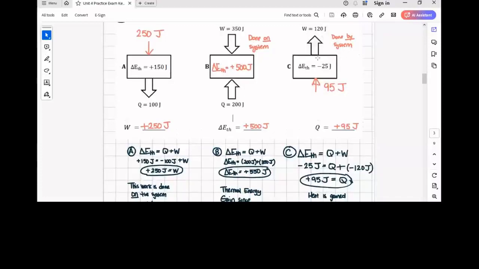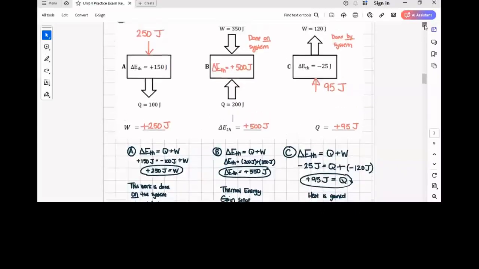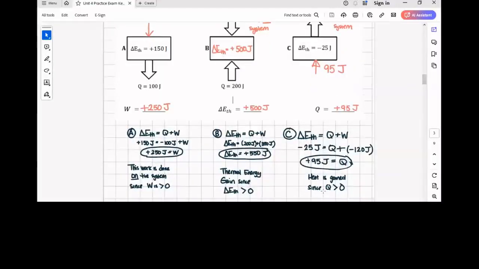So if there are 120 joules exiting, and I know that overall there's a loss of 25 joules, I can just come back down to the first law of thermodynamics here to solve for Q, and I get Q that's a positive. So I would have to add 95 joules of heat in order to allow the thermal energy of the system to decrease by 25 joules and to simultaneously allow the system to do 120 joules of work on the environment. So this heat is being gained or added because I've found a Q that has a positive value.